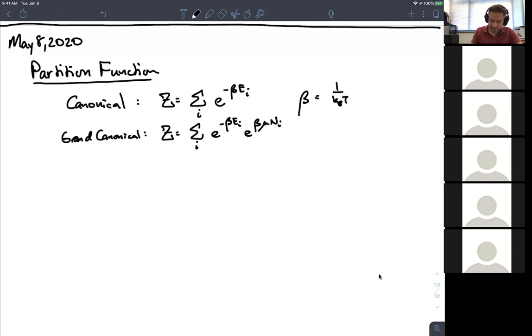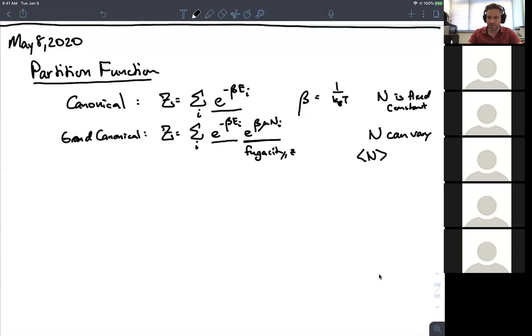So notice that between the canonical and the grand canonical ensembles, this factor is the same. The only difference is you have this additional factor called the fugacity, which is little z, that you multiply by the Boltzmann weight. And what this allows you to do is, in the canonical ensemble, the total N is a fixed constant, whereas in the grand canonical ensemble, N can vary. And in particular, what we're going to see is that the average total number of particles in your system is determined by the chemical potential.